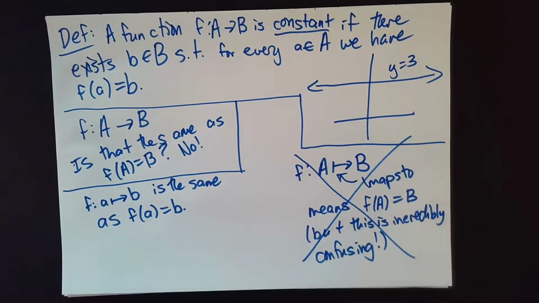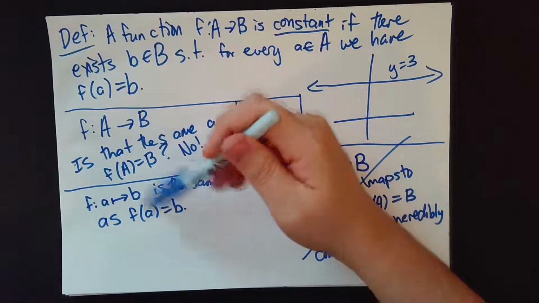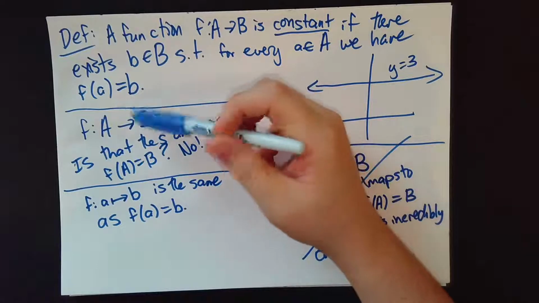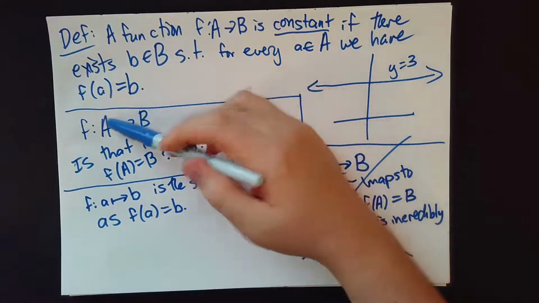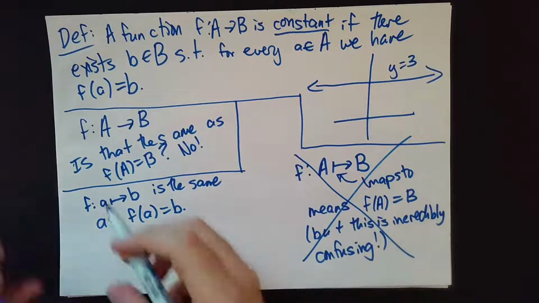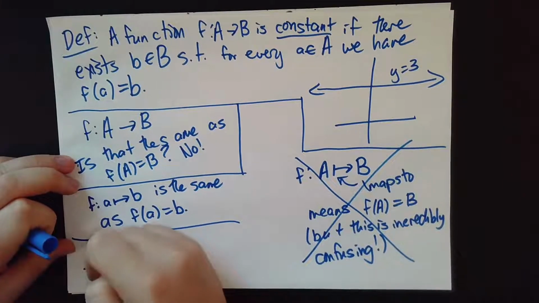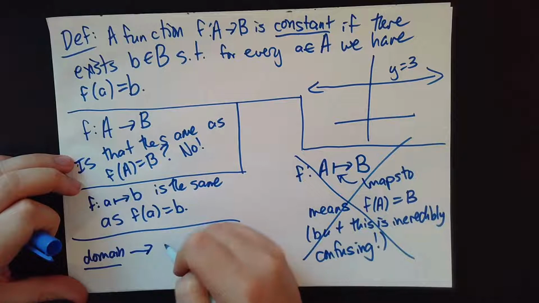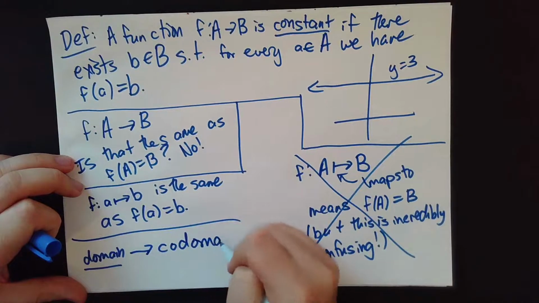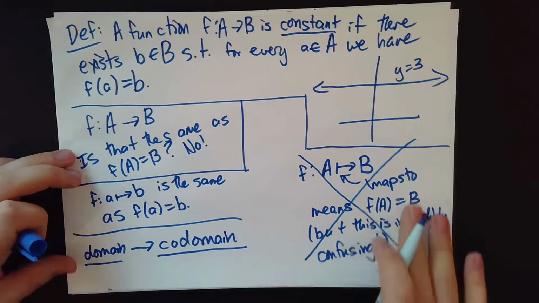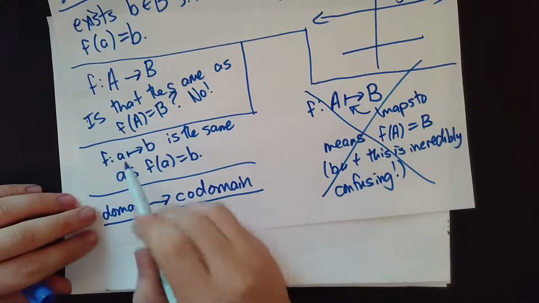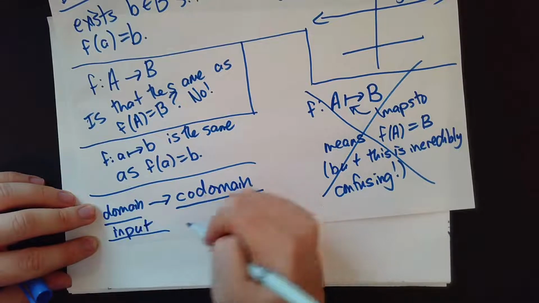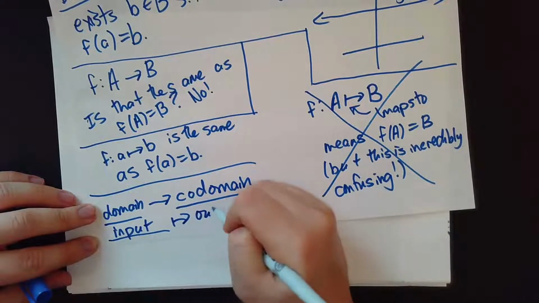But the key thing to take away here is that this arrow with no vertical line is telling you the domain and codomain of a function. So when you see this arrow, it is domain on this side, codomain on the other side. Whereas when you see this arrow, it is telling you the input on one side and the output on the other side.